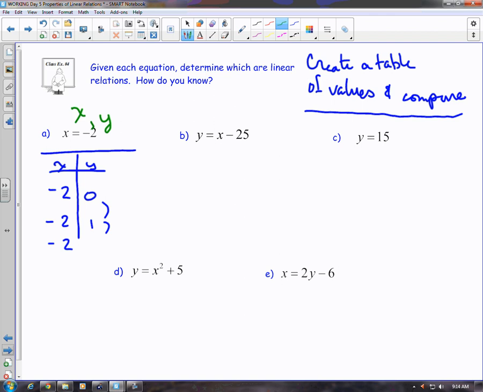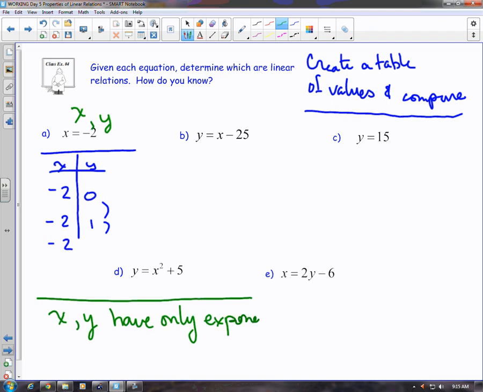Tell you what, I'm going to write it down below because I think my pen works a little bit better down below. It's going to be linear if x and y have only exponents of 1 or 0. Okay? That's what makes something linear, is if x and y have only exponents of 1 or 0.